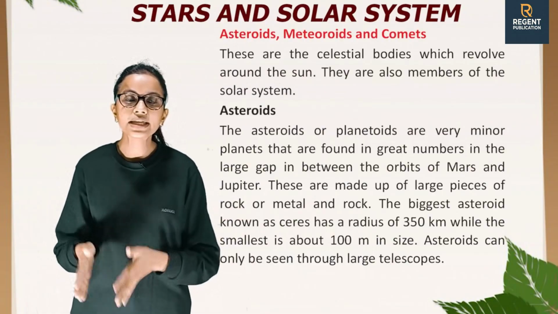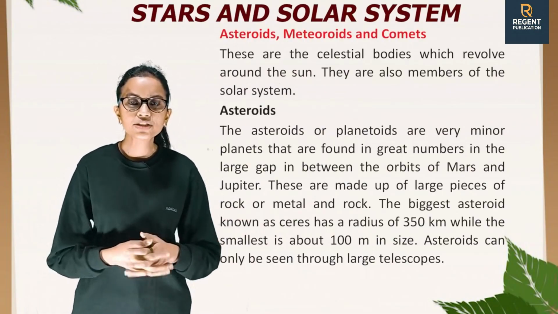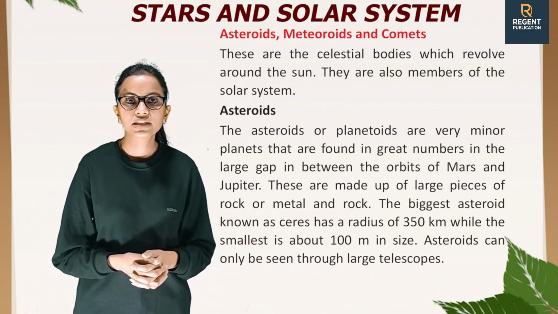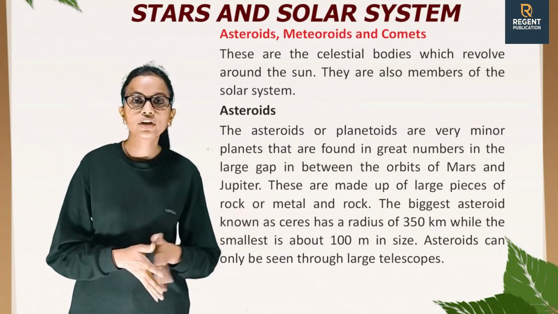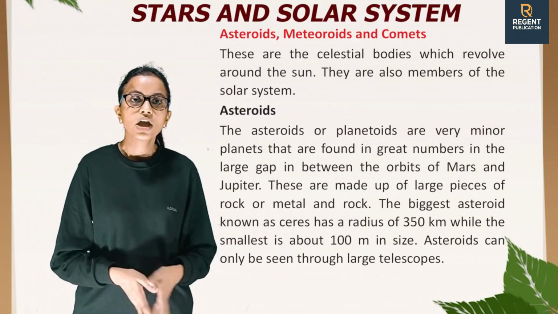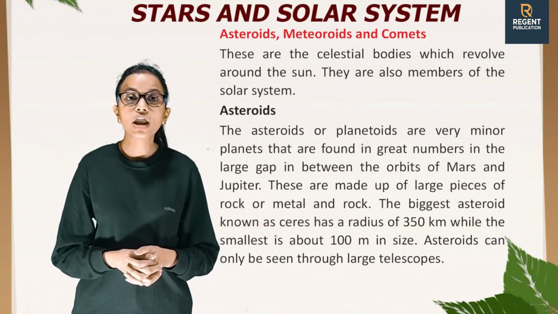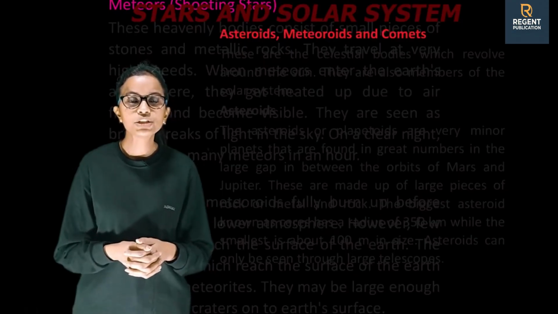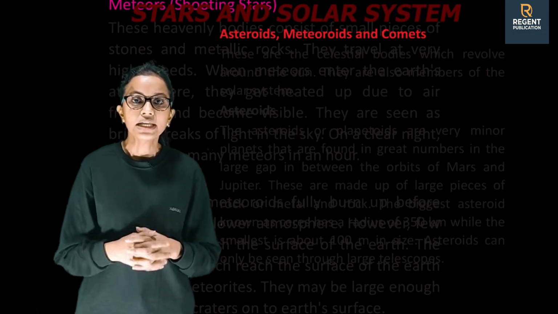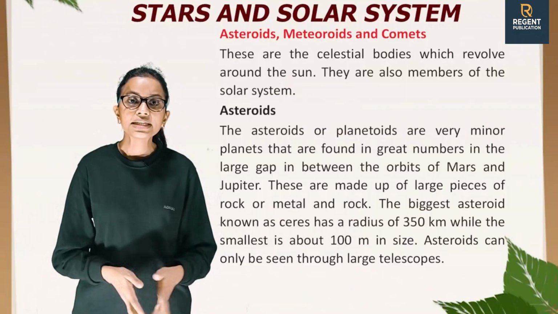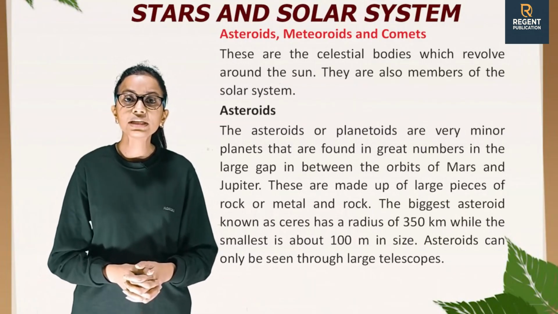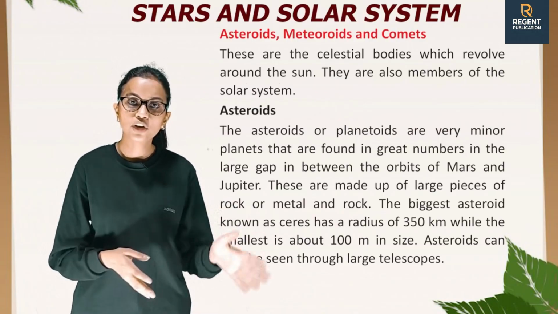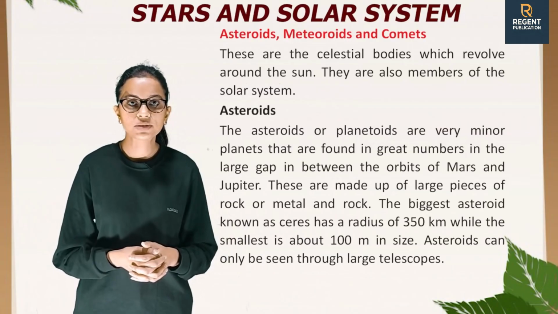Asteroids, meteoroids and comets. These are the celestial bodies which revolve around the sun. They are also members of the solar system. The asteroids or planetoids are very minor planets that are found in great numbers in the large gap in between the orbits of Mars and Jupiter. These are made up of a large piece of rock or metal and rock. The biggest asteroid, known as Ceres, has a radius of 350 km, while the smallest is about 100 meters in size. Asteroids can only be seen through large telescopes.